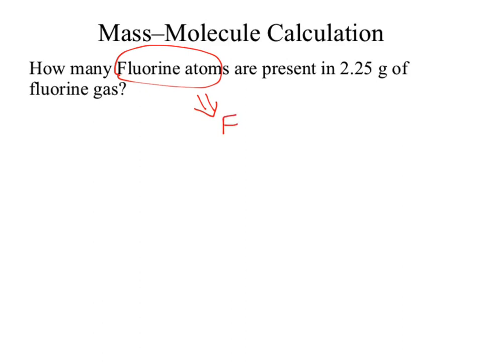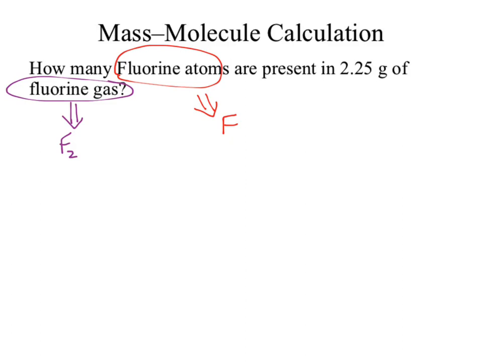F. Not F2, because F2 would be 2 atoms, making it a molecule. It says fluorine atom, so it is just an F. What is fluorine gas? That is now F2, because fluorine is a diatomic molecule. We should always assume it is F2 unless it is explicitly stated as atoms. That is an important distinction to make when we solve this question.